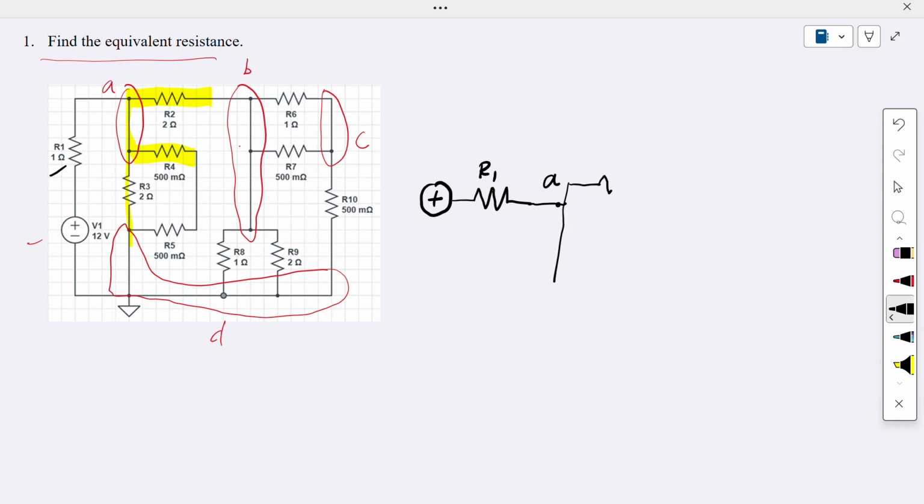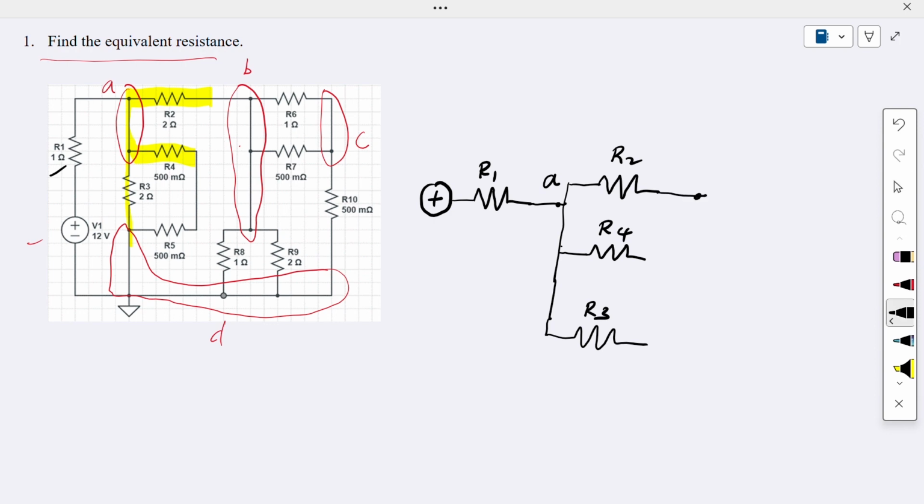Now for this resistor, which is R2, we split into another one, which is R4. This is our R4, and from this R4 we have another one, which is R3 here. The N terminal of this R2 is the B node.